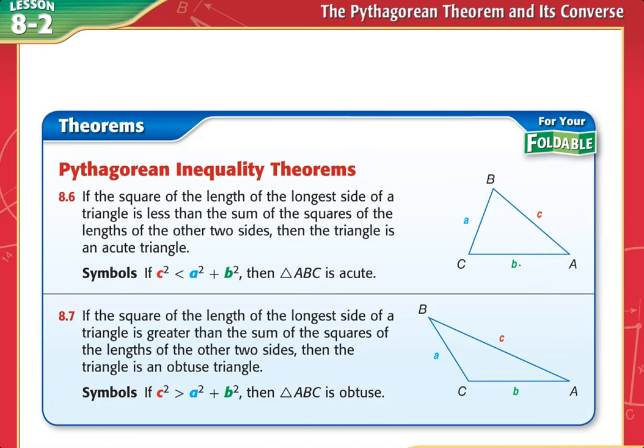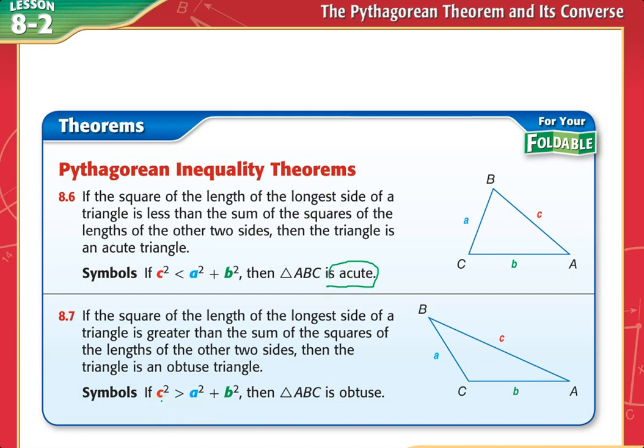Okay, so here we go. Pythagorean inequality theorems. It says the following. If the square of the length of the longest side of a triangle is less than the sum of the squares of the lengths of the two sides, then the triangle is an acute triangle. So if the longest side, c, squared, is less than the sum of the other two sides squared, then the triangle is acute.